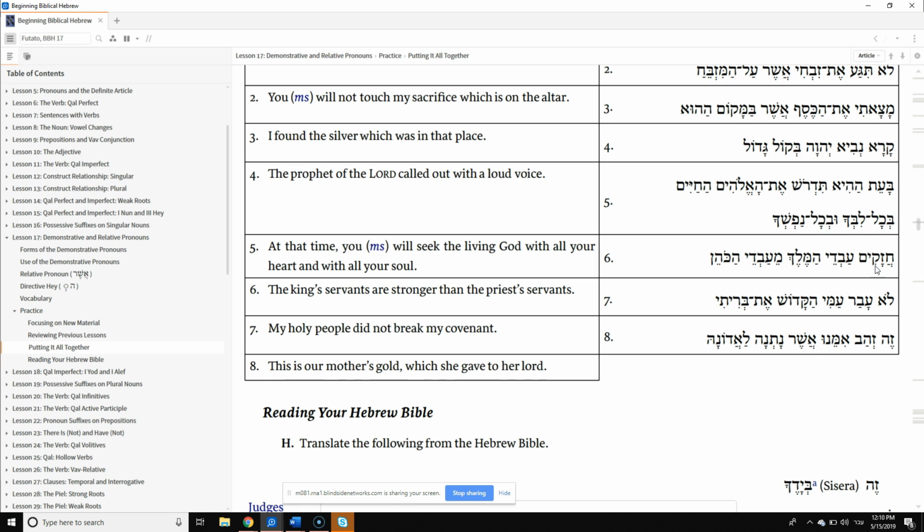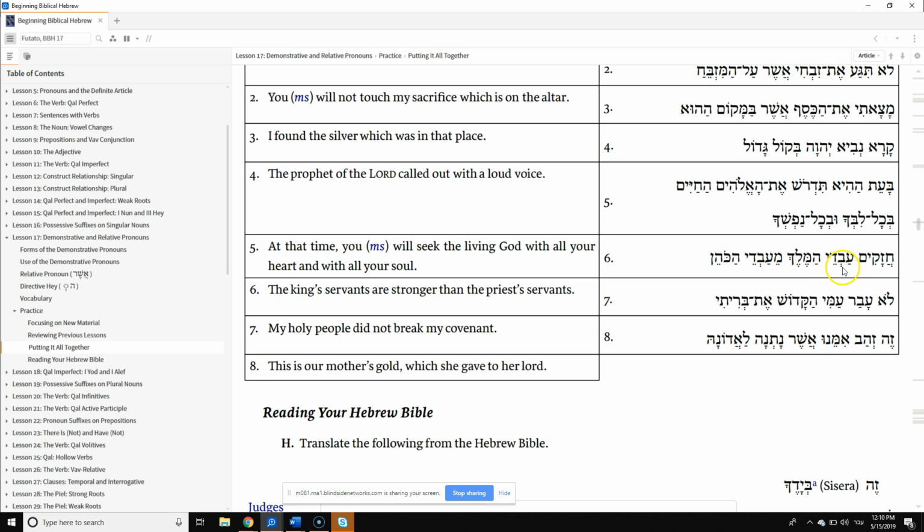And I said noun, but the hirik yod mem also goes on adjectives. So here we've got the adjective strong with a hirik yod mem indicating that this is modifying a masculine plural noun. So next we've got avdei.